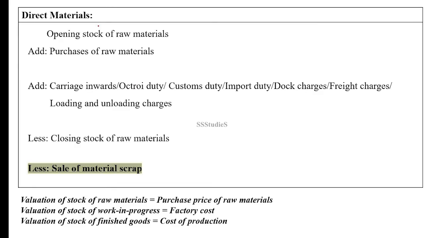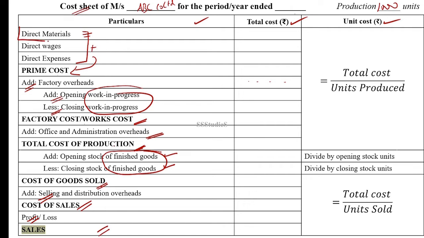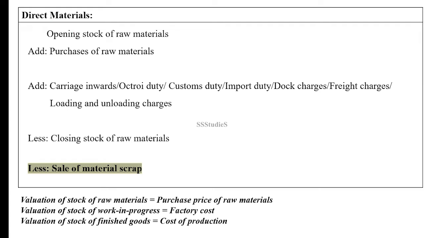Okay, so if you're looking into the direct materials, how do you get this first part, that is direct materials? The direct materials calculation is opening stock of raw materials. To that, you add purchase of raw materials during the year. You also add carriage inwards, octroi duty, customs duty, import duty, dock charges, freight charges, loading and unloading charges, everything related to raw materials. If you add those expenses and then deduct the closing stock of raw materials, you will get direct materials consumed during the year.